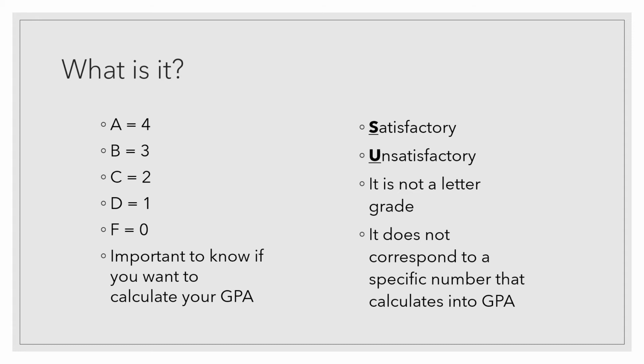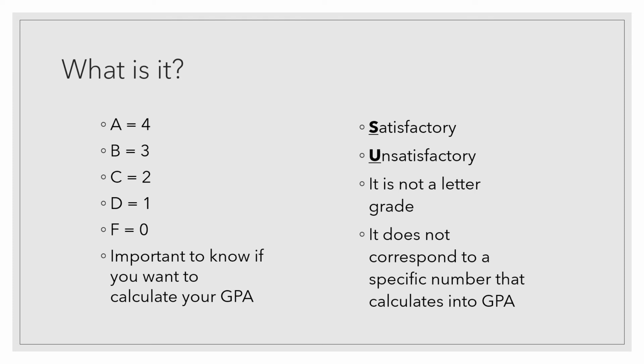So what I want to say is that it is not a letter grade, and it means that it is not converted into a numerical value like your other letters A, B, C, D, and F. So since the S and U are not converted into numerical values, they do not get calculated into your global GPA. So what does this mean?